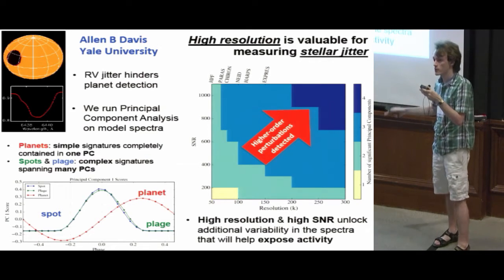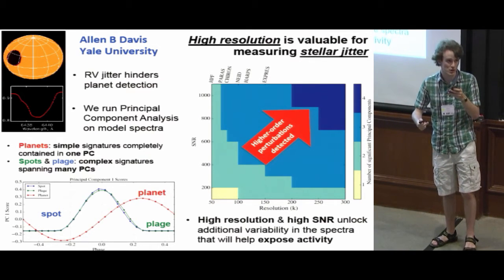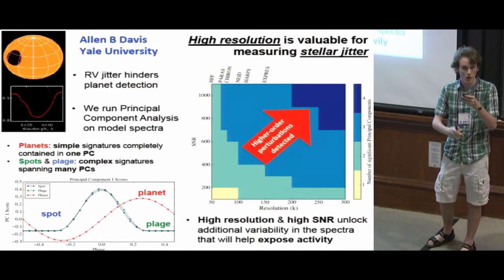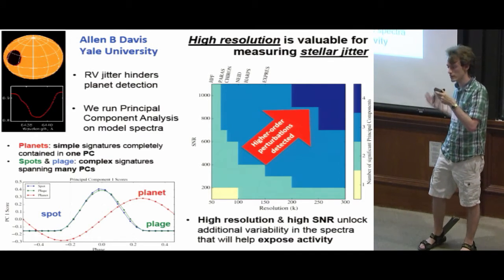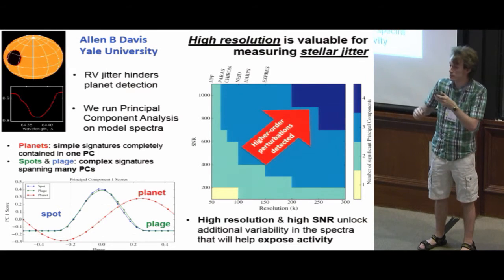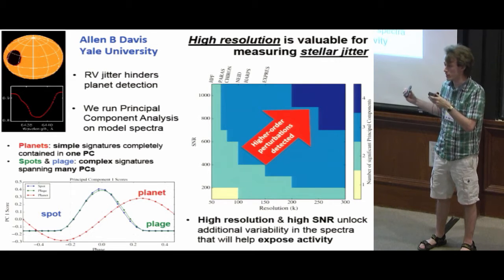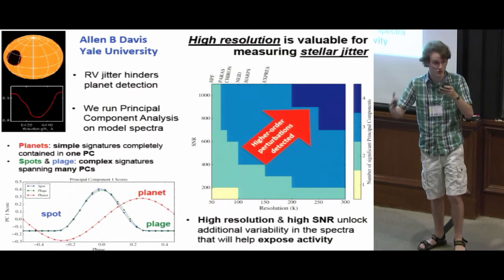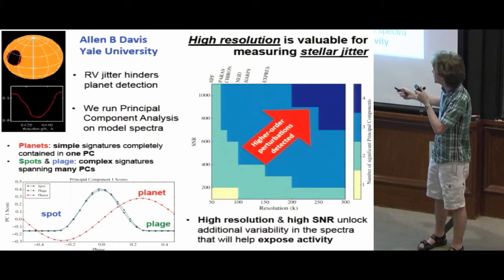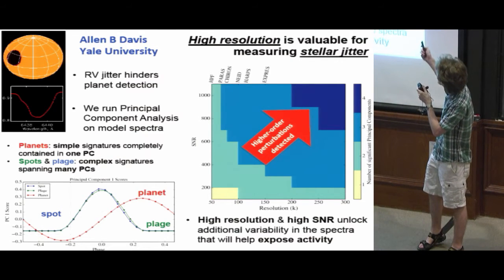And the important takeaway point here is that high resolution is going to make it easier to access the information that is telling us that activity is causing RV jitter. And this isn't immediately obvious because people have thought for a long time that as soon as you fully resolve the spectral lines of the stars, you don't need higher resolution. But in fact, this is giving you more information.